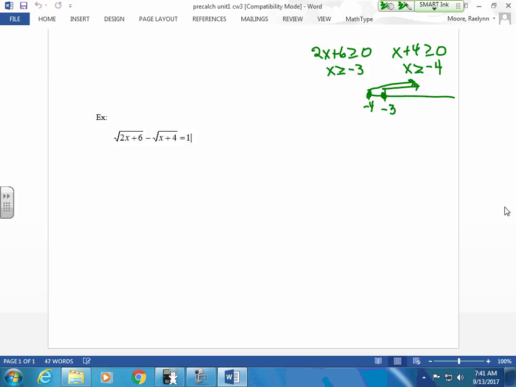What's my restricted domain going to be? So if I take that negative 4 and I plug it into here, negative 4 times 2 is negative 8. Negative 8 plus 6 is negative 2. So I can't use that. I have to use what? Where they overlap. Because this one only works for one of them, not for both. So my domain is negative 3 to infinity.